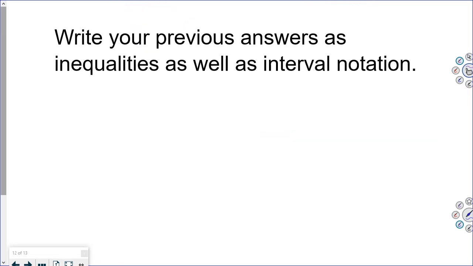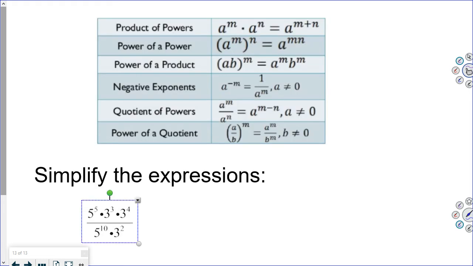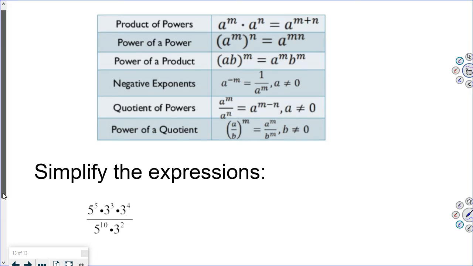All right, moving on to, oh, we already did that, so forget that. Moving on to exponents to make sure that you guys are familiar with those. So reminder, those are the properties that you guys have seen prior. So we're just going to simplify these.